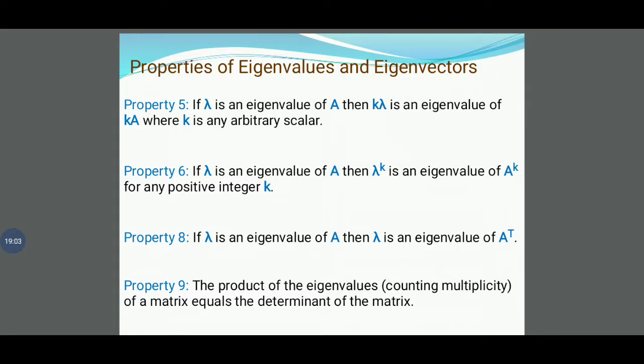Product of eigenvalues is equal to the determinant value. That is the simple meaning. If 2 eigenvalues are there, that means the product is 8, and by default the determinant value of that matrix is 8. That is property number 9.